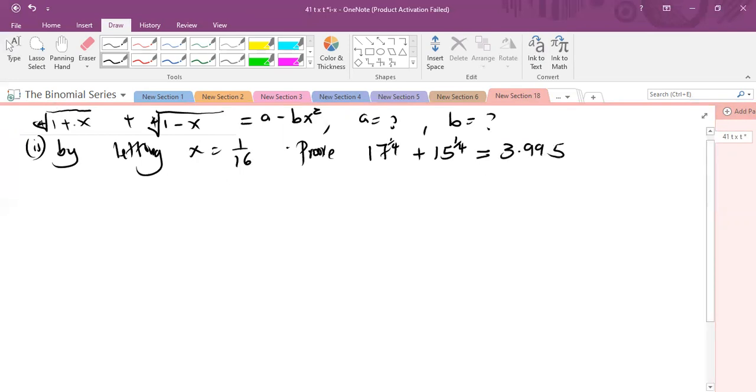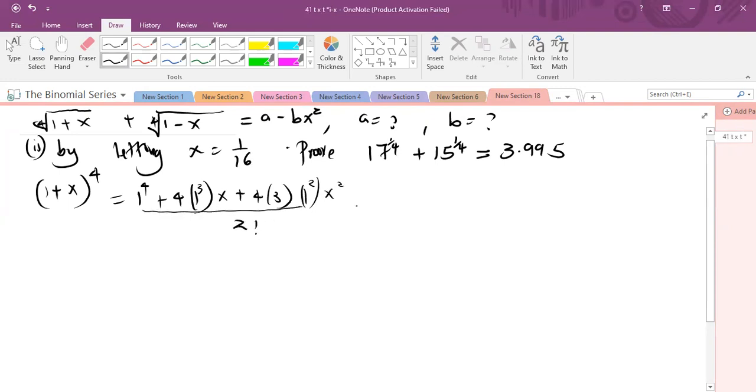So I want us to start with this first part very fast, expand, and then get the values of a and b so that you can be able to show the next part. Now, what is (1 + x)^4? Remember, we are only going to expand all the way up to x squared because they've neglected x cubed and above. So this is 1^4 plus 4(1^3)x plus 4·3·1^2 x squared, all this divided by 2 factorial.